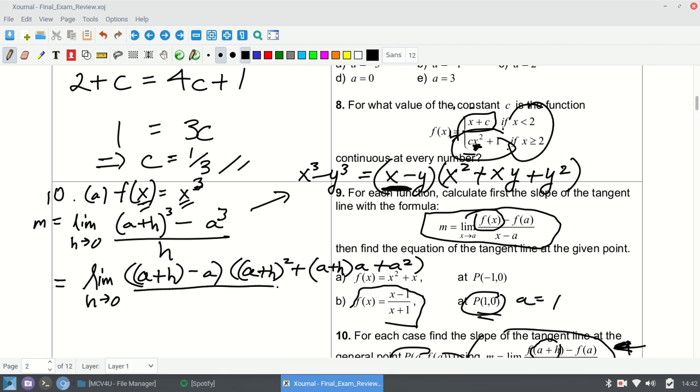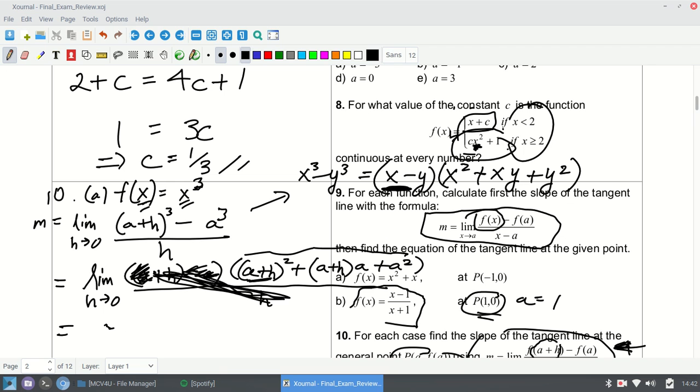Now listen, what students tend to do is they will evaluate, they will FOIL, expand. Do not do that. You don't have to do that in this case. You'll see why. The a cancels with this a, and you're left with h, and they cancel. Now all I have to do is punch in h equals 0 to what's left. So h equals 0 means that this thing only has a left.